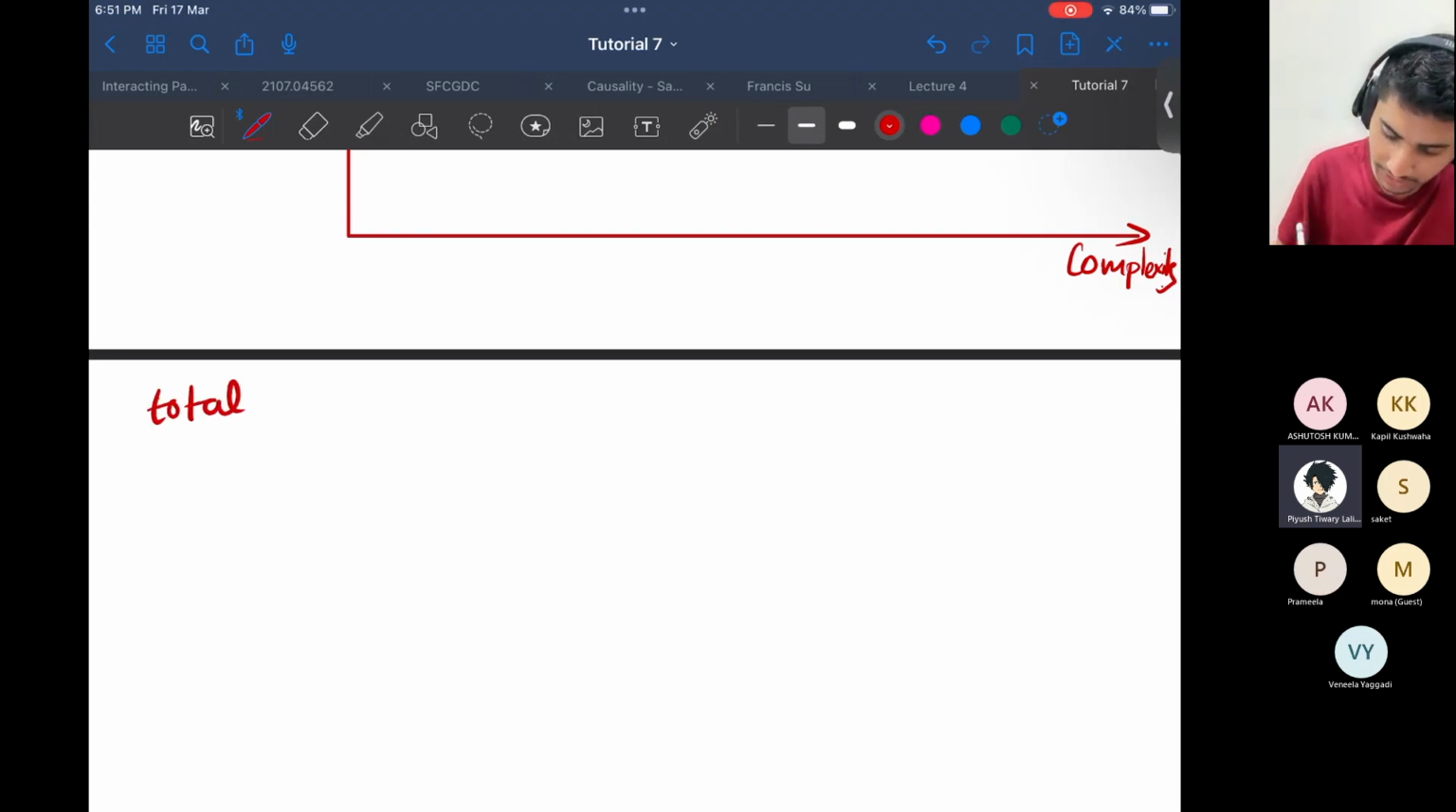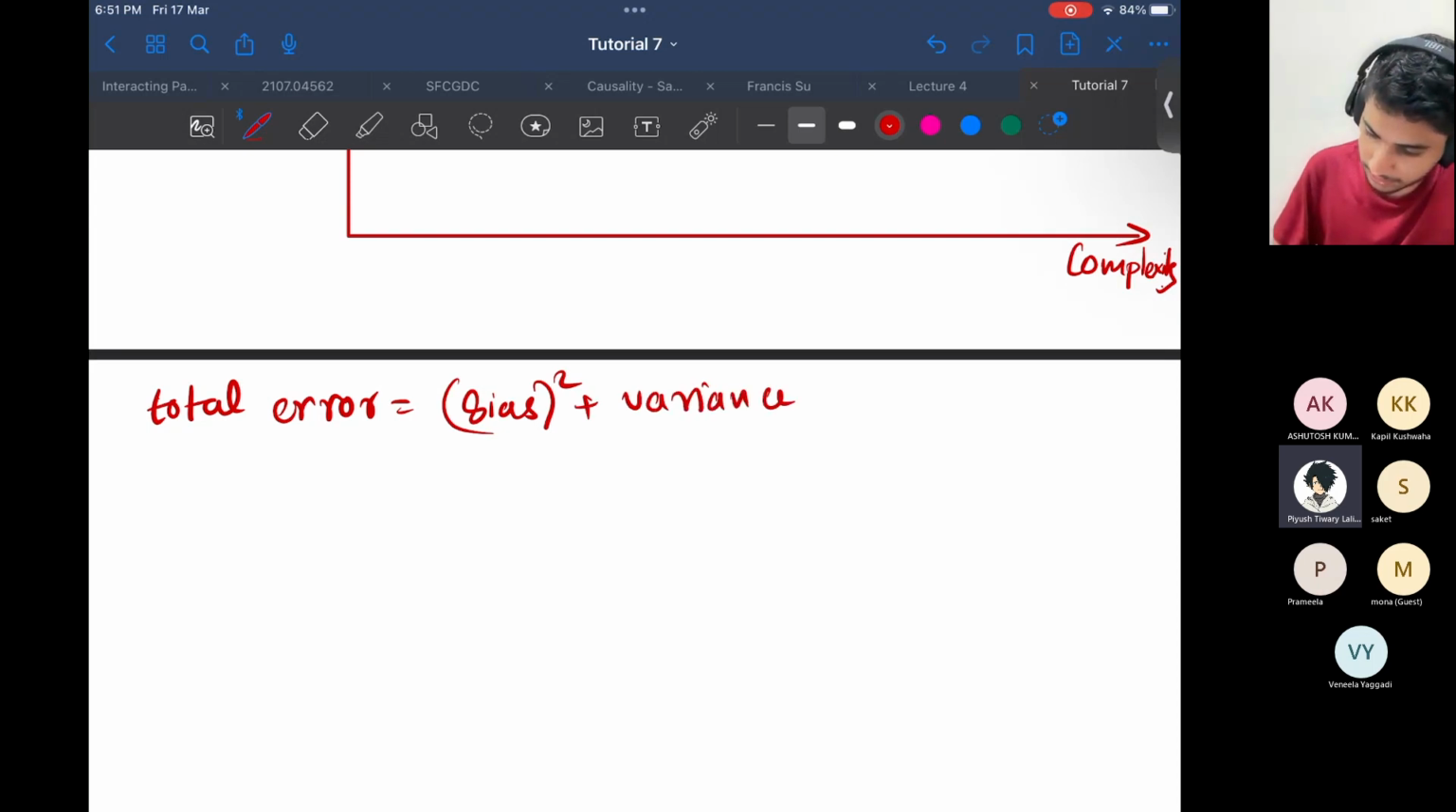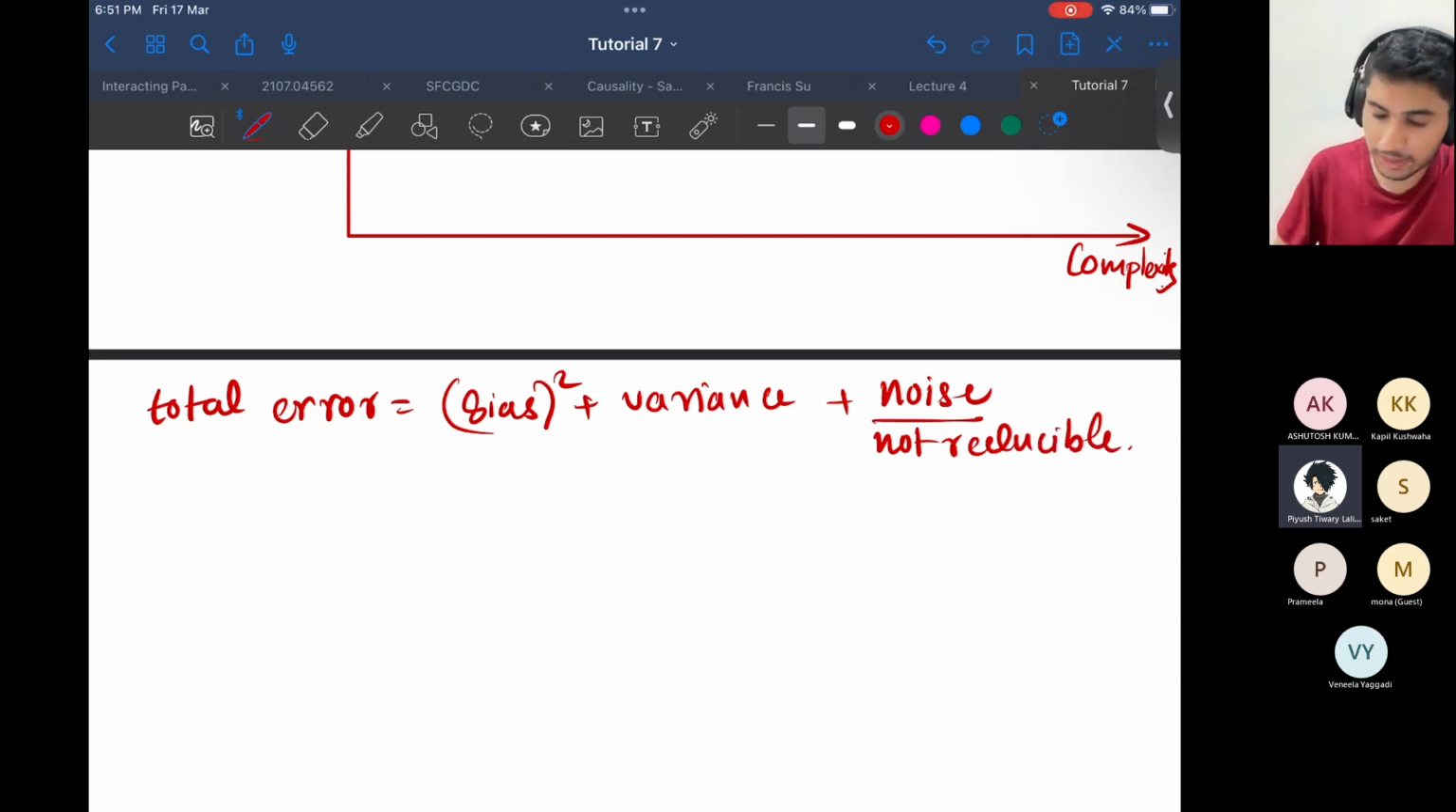I don't know if it is there in the lectures or not, but total error is nothing but bias squared plus variance plus some noise, which is not reducible. Maybe if I get a chance, I will prove it. Otherwise, let's see how it goes. If I am able to get time, I will.